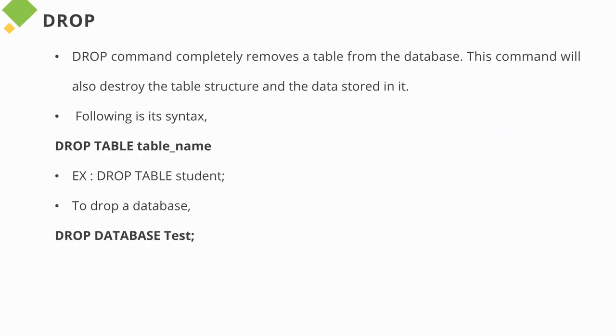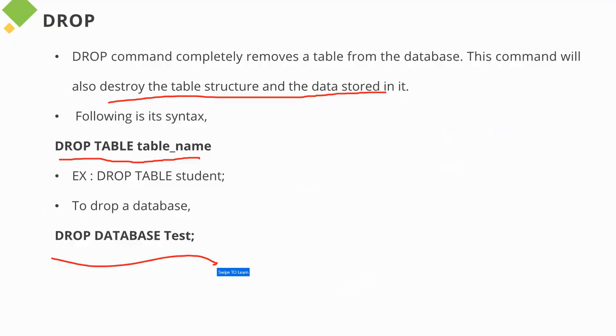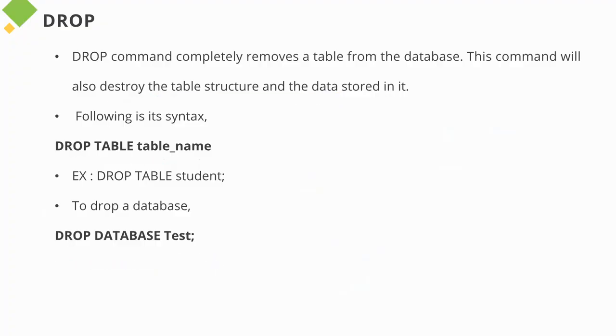And the drop command is used to remove a complete table from the database. It not only removes the data but also destroys the table structure. The syntax is the same. Drop table, table name. You can also drop a database by using drop database followed by the database name. The difference between truncate and drop is that truncate holds the structure but only destroys the data. But drop destroys both the table structure and the data stored in it.